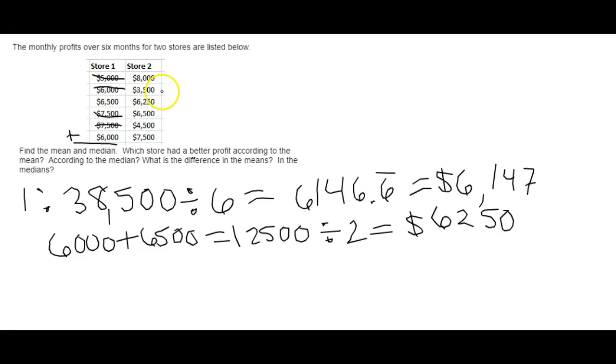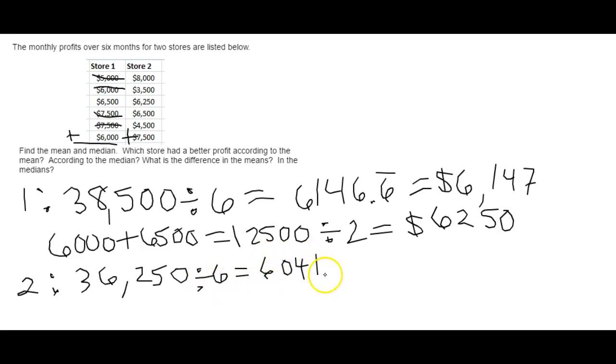Then we look at store 2, we do the same thing. If we add them all together, that gives us 36,250. Divided by 6 is 6,041.666 repeating again. And I'm going to round to 6,042.